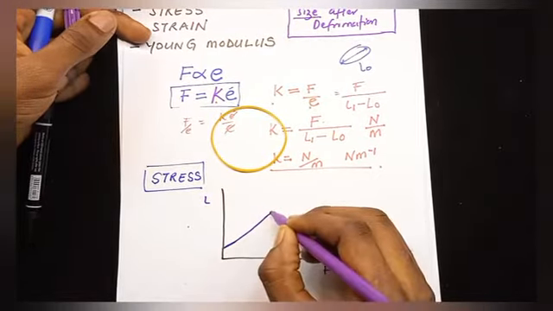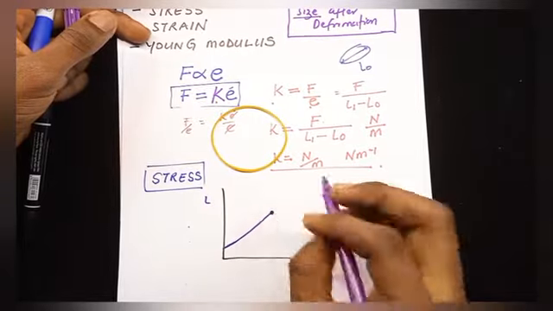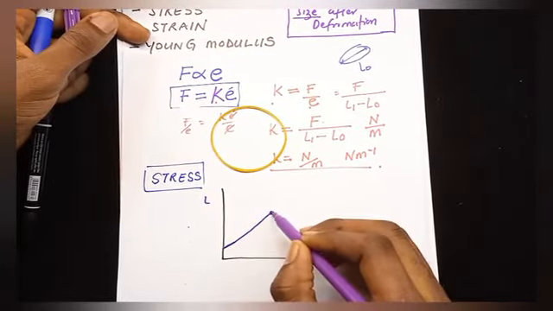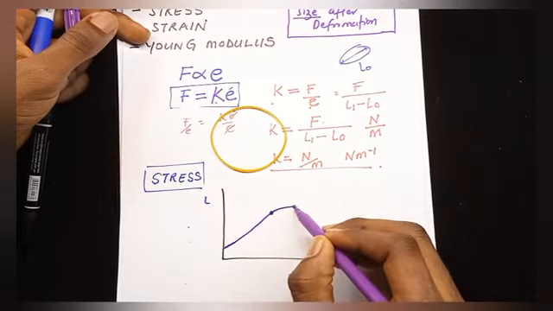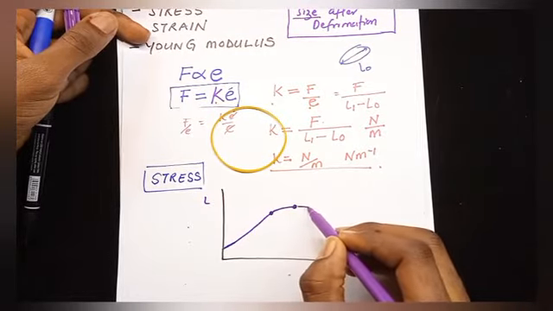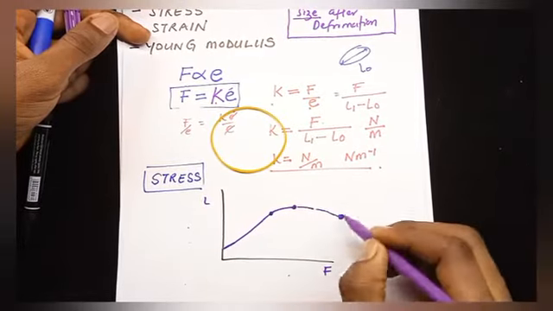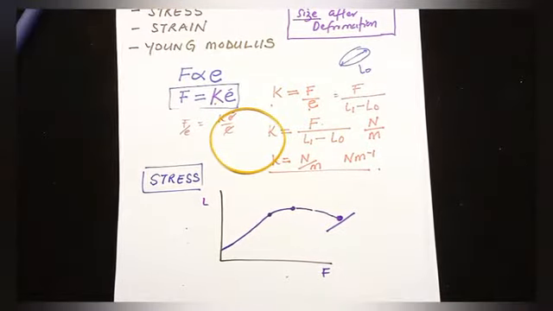It increases up to a point. At this point, if I put more force, it doesn't go proportional anymore. My graph begins to bend. At this point, even if I put more force, it begins to turn. And even when I get to this point, if I increase the force, it breaks. All right, so I'm plotting the length versus the force applied.